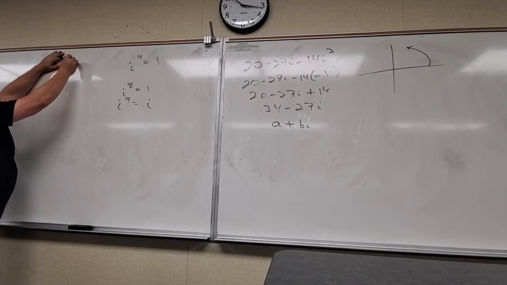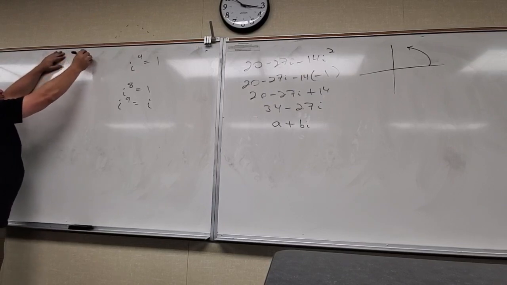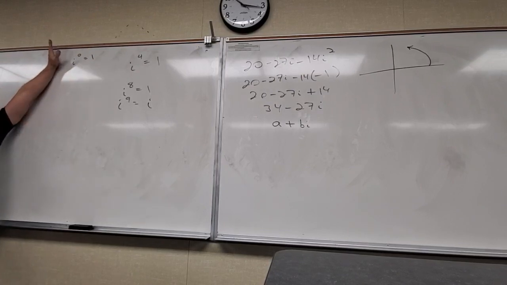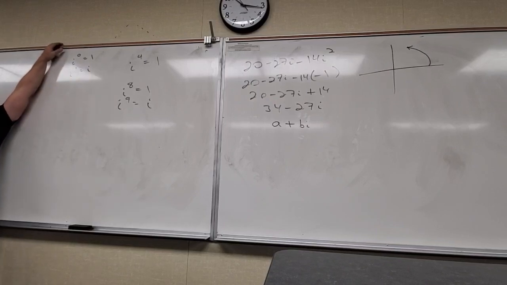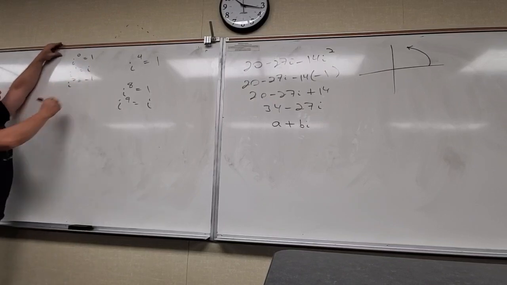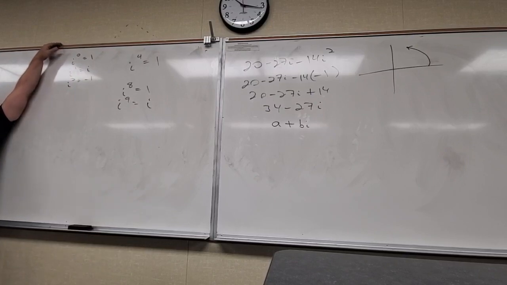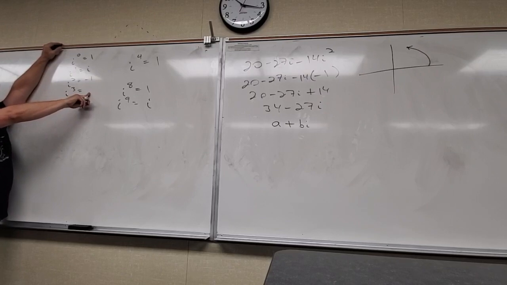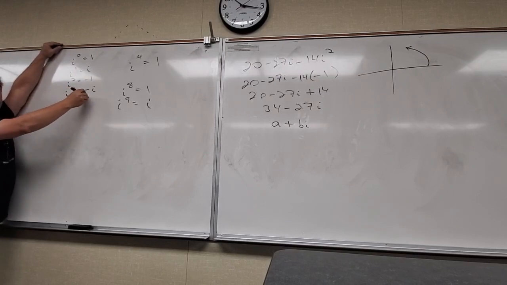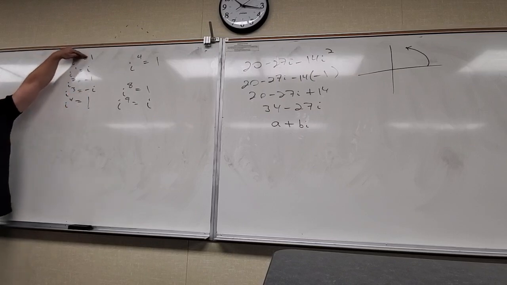The thing to know is i to the 0 is 1 because anything to the 0 is 1. i to the first is i, because anything to the first power is itself. i squared, we investigated and got -1. i cubed, anybody remember what that is? Negative i. i to the 4th gets me back to 1, and I start over again.